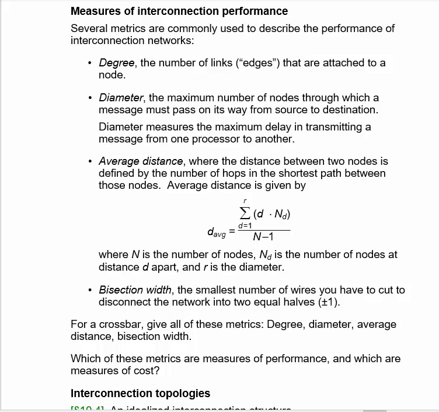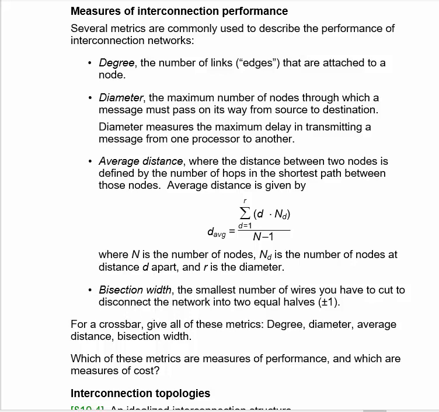The second metric is diameter, which is the maximum number of nodes through which a message must pass on its way from source to destination. If it goes directly from source to destination without going through any intermediate nodes, then we say that the distance is 1. The diameter measures a maximum delay in transmitting a message from one processor to another. Well, that's kind of the worst case. The average case is also of interest.